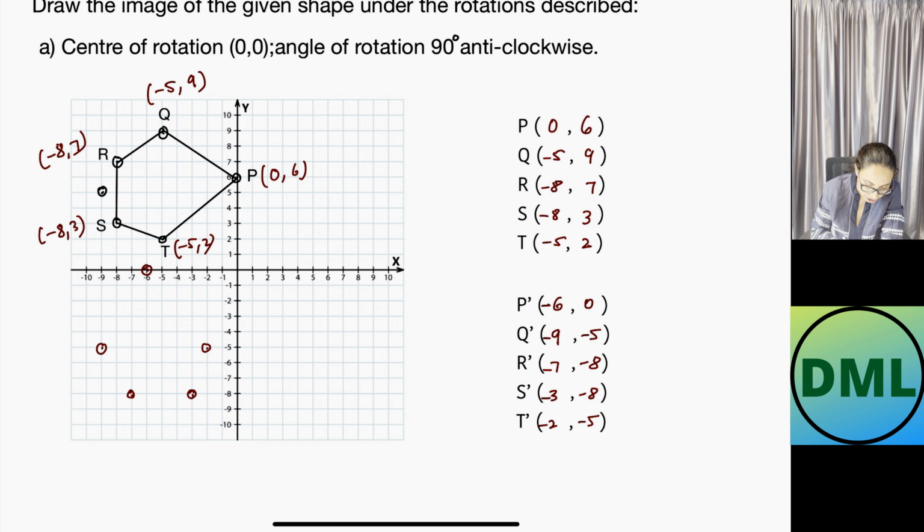Let's draw the shape. This will be my shape. Let's write down the coordinates now. This will be P dash. That will be Q dash, R dash, S dash and T dash. This is my picture after rotating through 90 degree anti-clockwise.